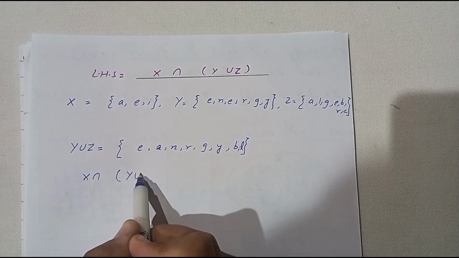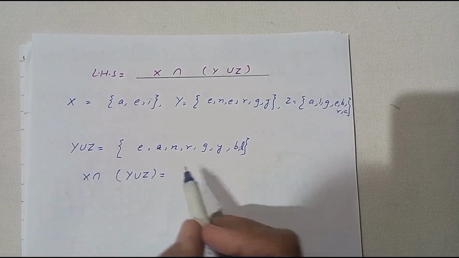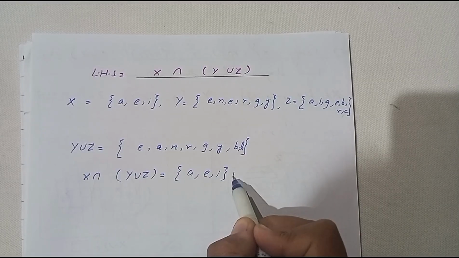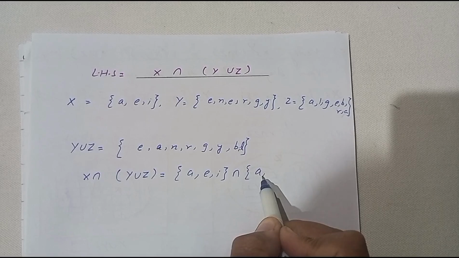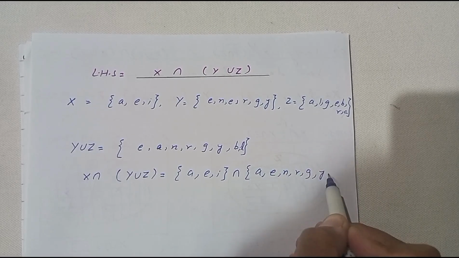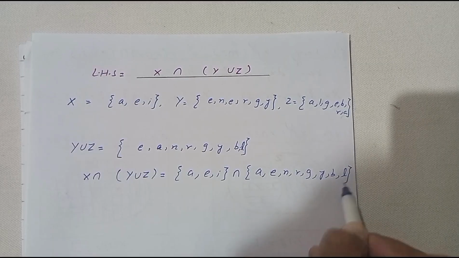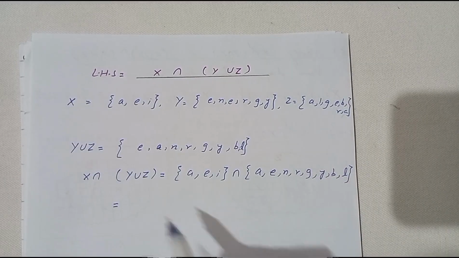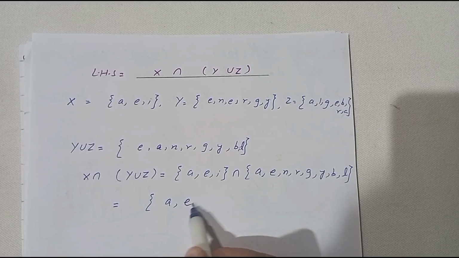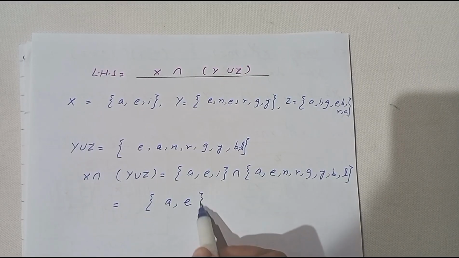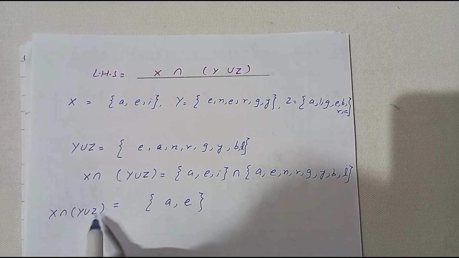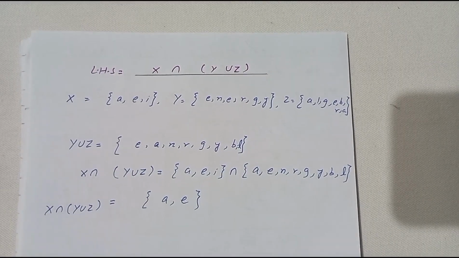Now the intersection of X with Y union Z, the common part. First we write the elements of X, A, E, I, and the intersection with Y union Z. Write the elements of Y union Z that we found above. Now the common elements between these two are only A and E. So we write the elements A and E. So X intersection (Y union Z) equals A, E.